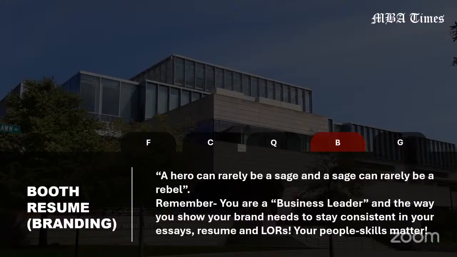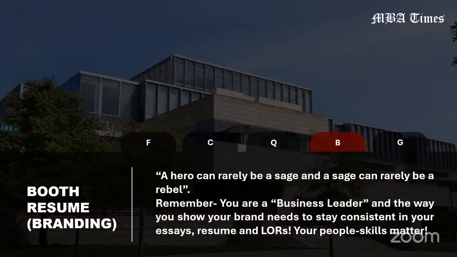And if you're a rebel and your LOR says you're not a rebel, where exactly is the problem there? Trust. Trust is the biggest problem in this situation. Because how can the business schools trust a person who sees himself or herself differently than what they actually are? So this is where the problem will happen.